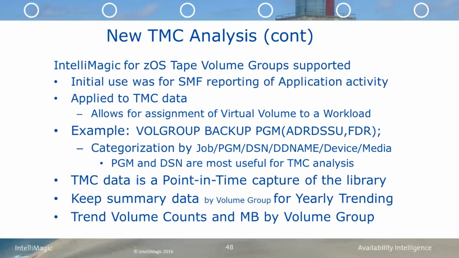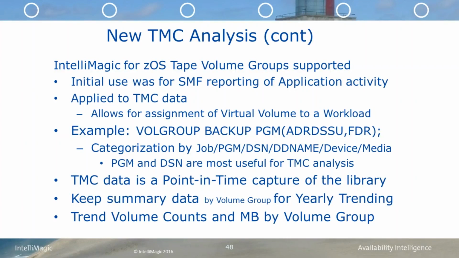An example of this would be the volume group backup, where I've got the program as ADRDSSU or FDR, those being the backup utilities. The volume groups allow for categorization by job, by program, by data set name, by DD name, device, or media. But the program or DSN are certainly the most useful ones for TMC analysis, because those are common elements in just about any TMC record: here's the program that actually created the data set, or here's the actual data set name.